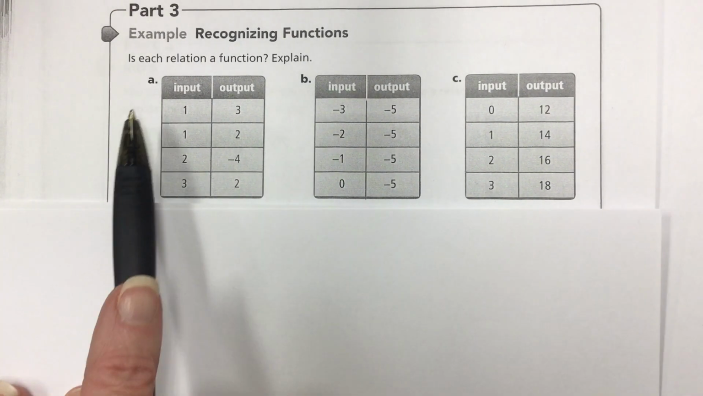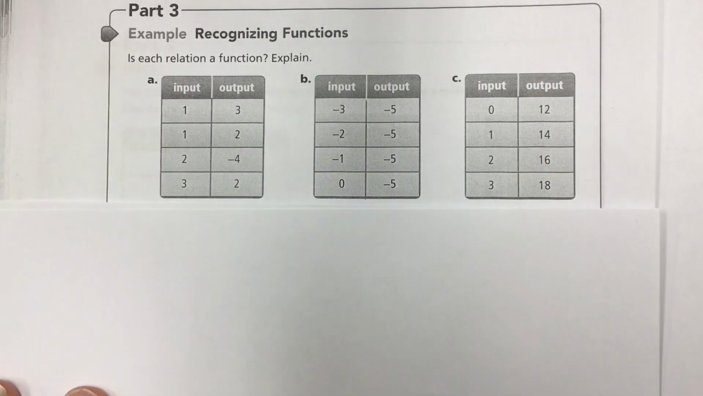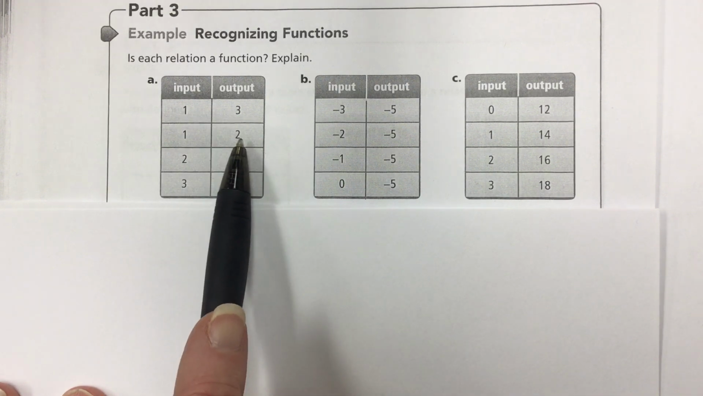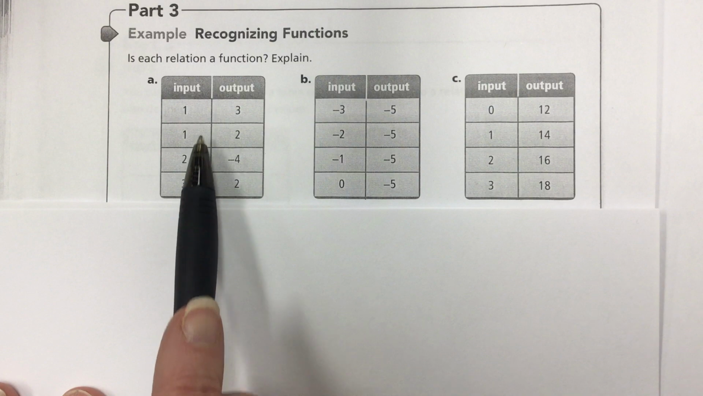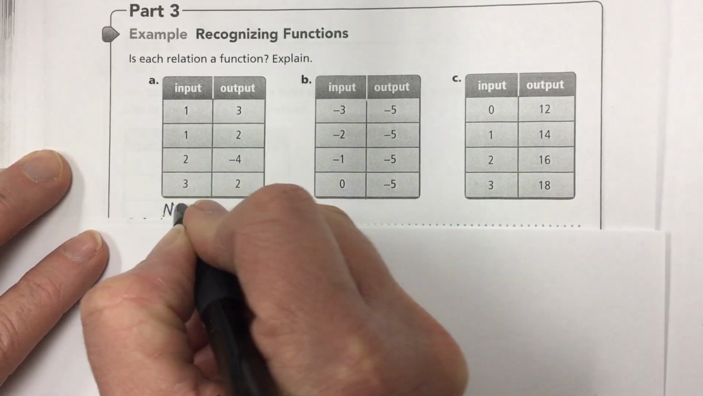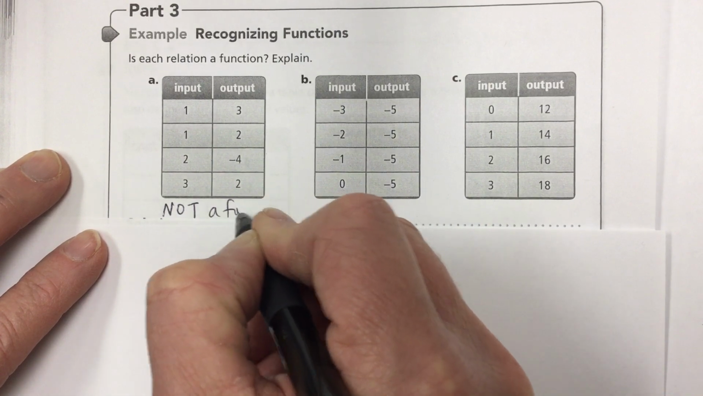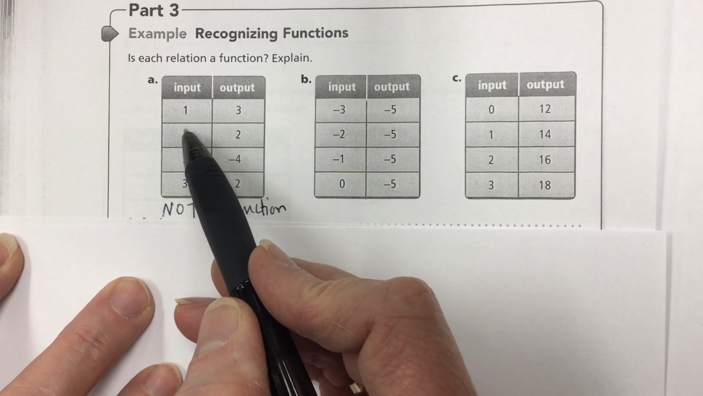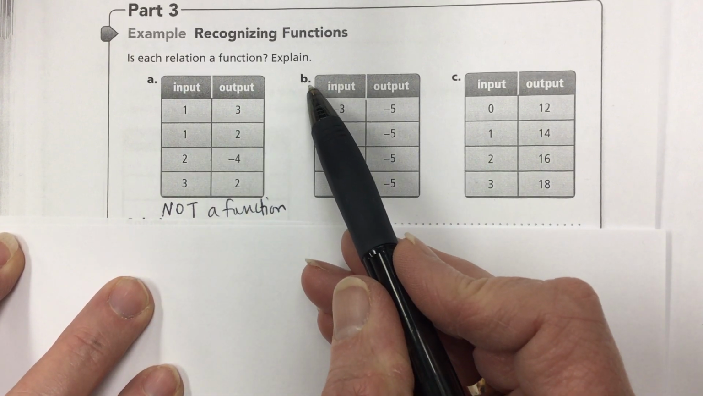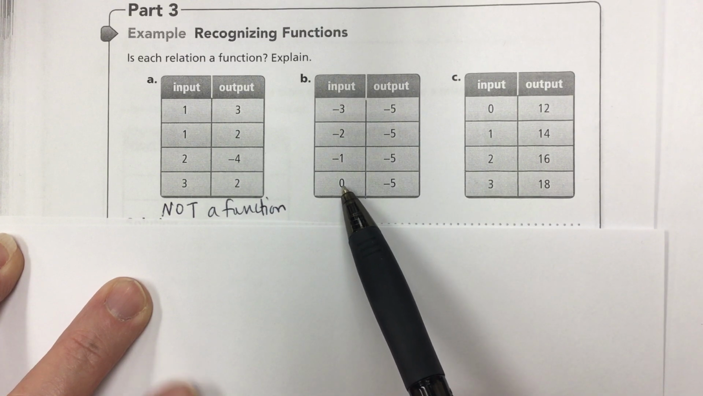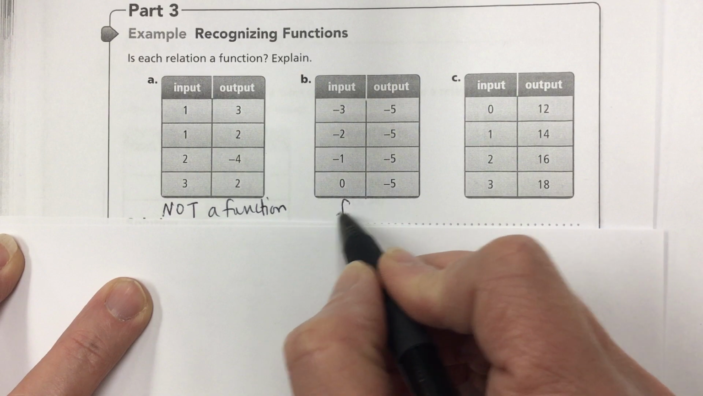So looking at A, is each relation a function? Here you have 1 corresponding to 3, 1 is also corresponding to 2. I see that the 1s repeat, therefore this is not a function. This is not a function because the input values repeat. Looking at B, do the x's repeat? No, they do not. Therefore, yes, this is a function.